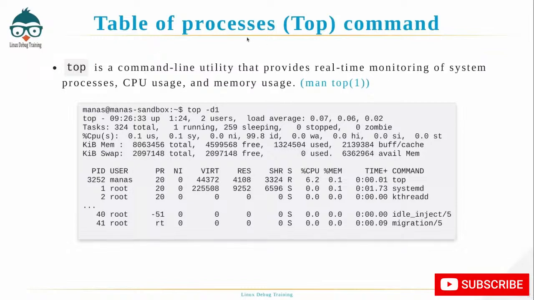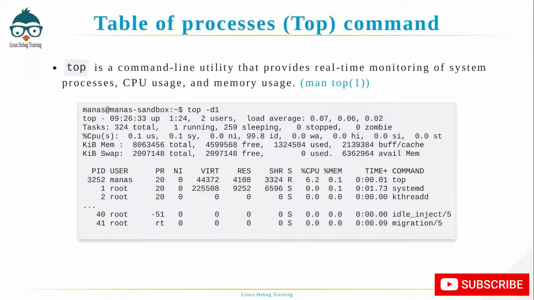The next tool in our list is the top command. The top command is a utility that provides real-time monitoring of the system processes, CPU usage, and memory usage. The main difference between top and ps is that top provides a real-time dynamic view of the processes, whereas ps provides a static snapshot of the processes at the moment it's run.